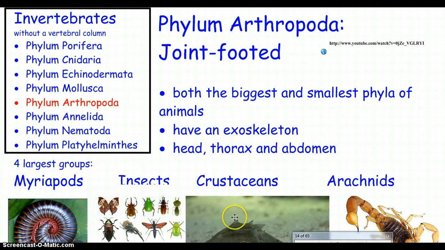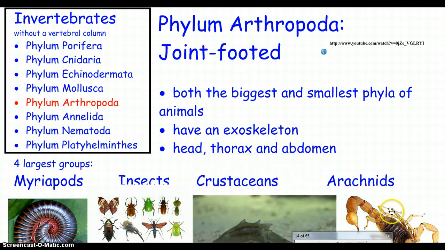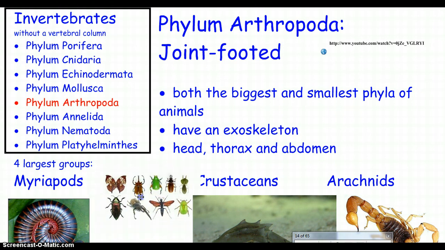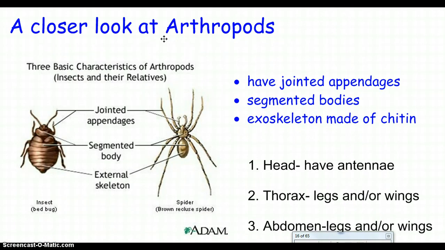Notice that all of these animals have jointed appendages. This guy you can't see, but he has crab-like legs that are underneath. So they have jointed appendages, joints, just like you and I have joints. Insects have jointed legs, they bend. Okay, so arthropods, joint-footed, that's what arthropoda means, and so they have jointed appendages. So with a closer look at arthropods, you see here that a spider has jointed appendages.